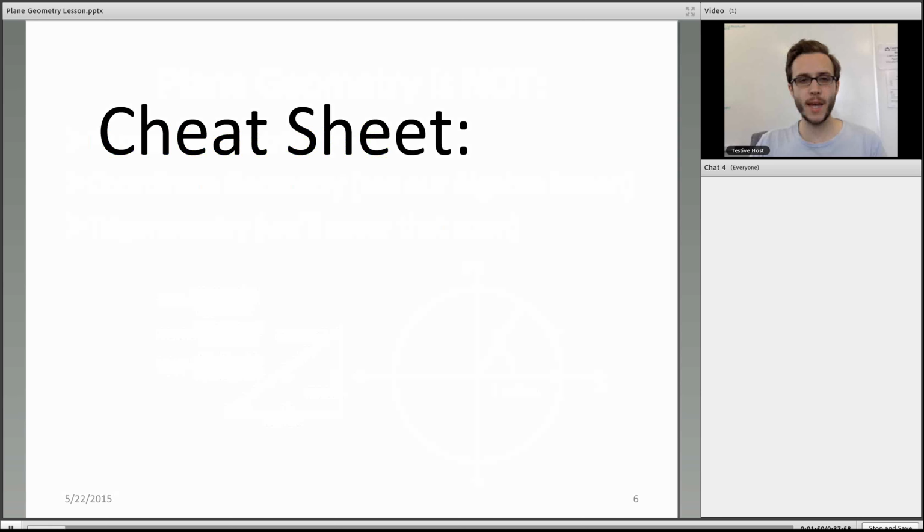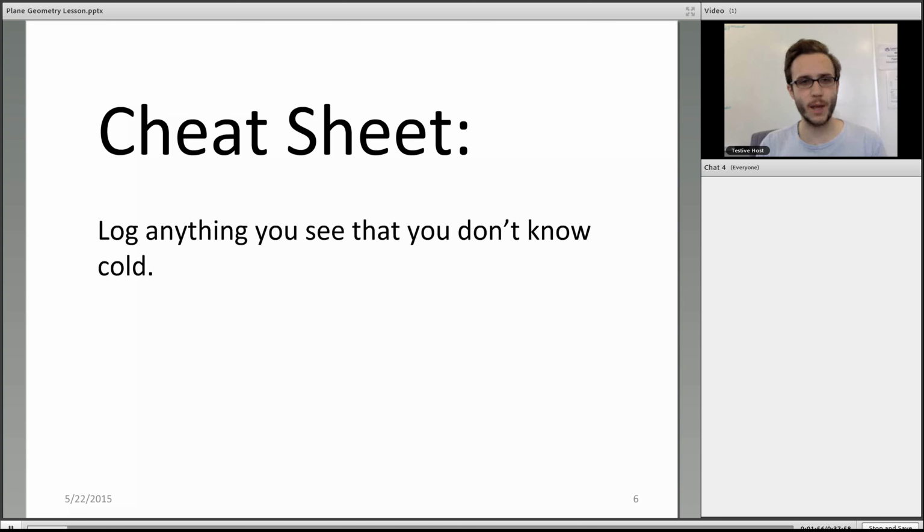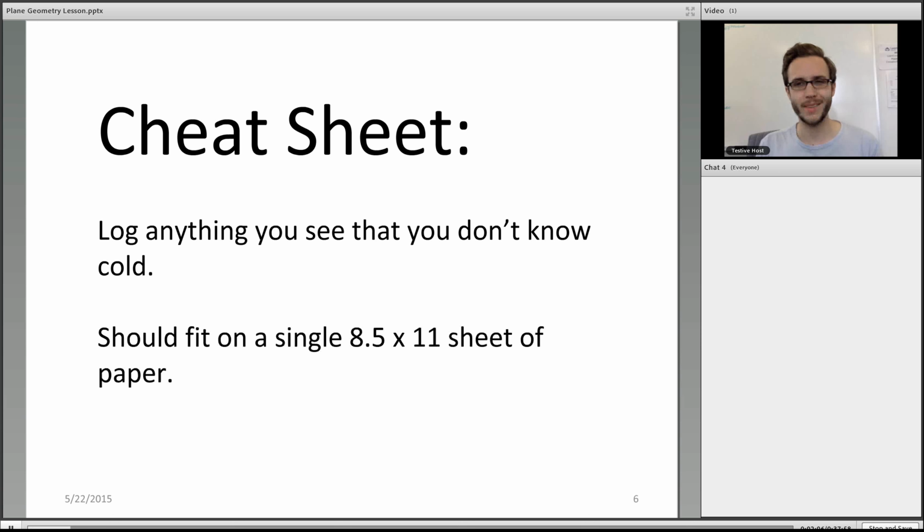So today I want you to record a cheat sheet for yourself. Basically, I just want you to get a piece of paper, and I want you to log anything you see that you don't know cold. So any formulas that you see today, or manipulations you see where you don't know them off the top of your head. And that should just fit on a single piece of paper, no problem.